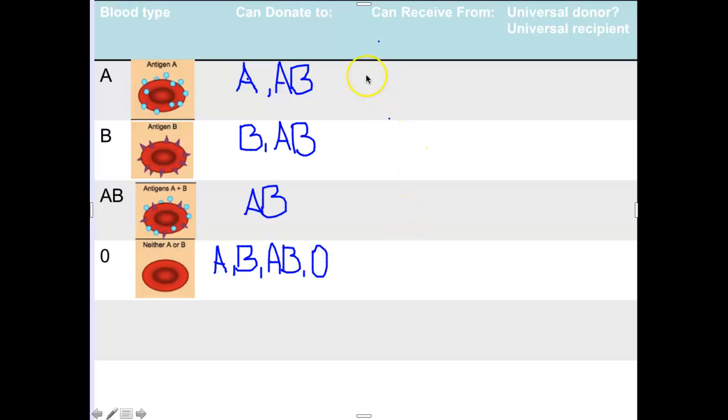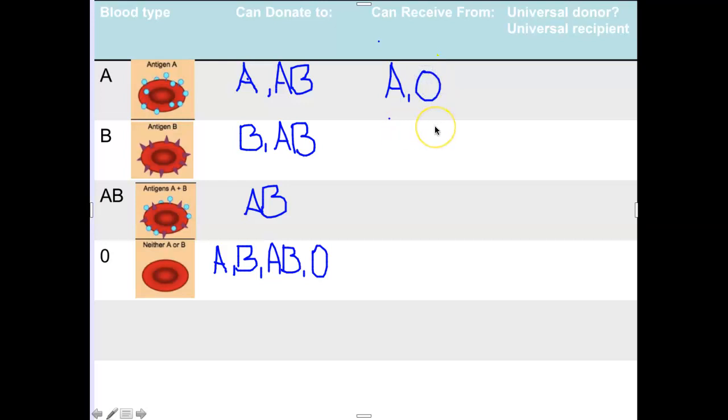All right, now let's look at who you can receive blood from. This is different. This is not going to be the same as who you can donate to. So if you're type A, who can you receive blood from? So obviously your own blood type, we can receive from type A, but who else? Okay, you cannot receive from type AB because that B is foreign to you, right? That's a foreign antigen, your body's going to attack it. So the other option is type O, right?